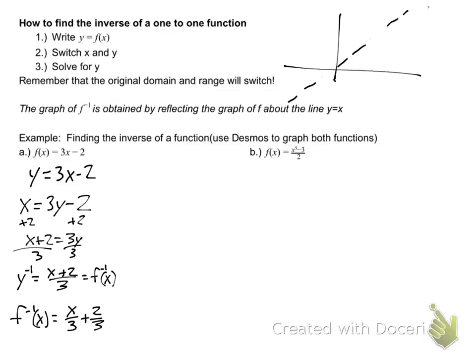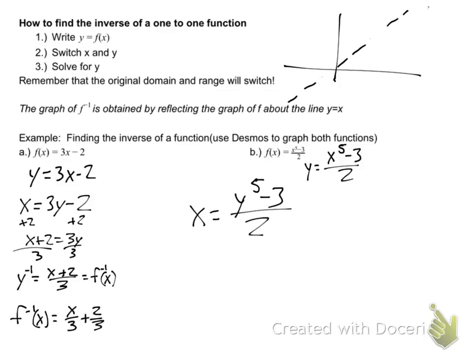I'm going to give you guys some time for that one. It is x to the 5th minus 3 over 2. So y equals. Okay, should have been enough time. Switch x and y. So x equals y to the 5th power minus 3 over 2.